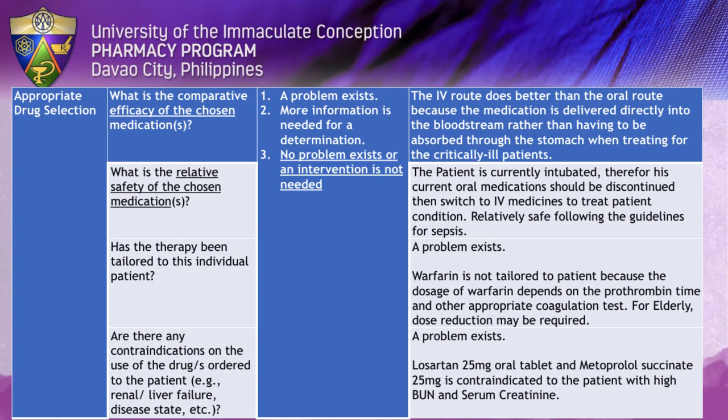Has the therapy been tailored to this individual patient? A problem exists. Warfarin is not tailored to the patient because the dose of warfarin depends on the prothrombin time and other appropriate coagulation tests. For the elderly, dose reduction may be required. Are there any contraindications on the use of drugs ordered to the patient? A problem exists. Losartan 25 mg oral tablet and metoprolol succinate 25 mg are contraindicated to the patient with high BUN and serum creatinine.